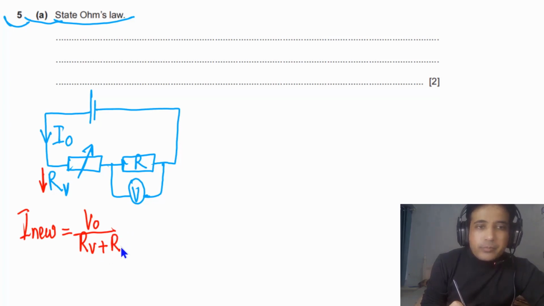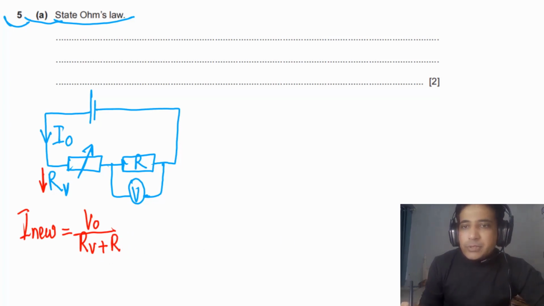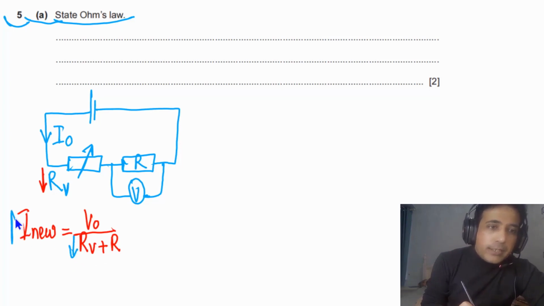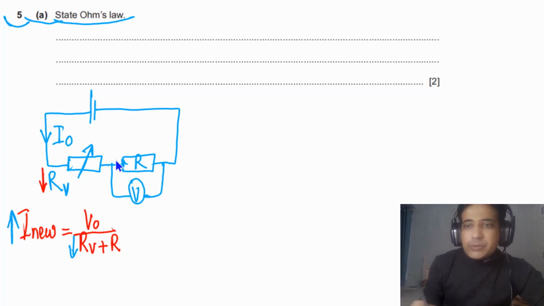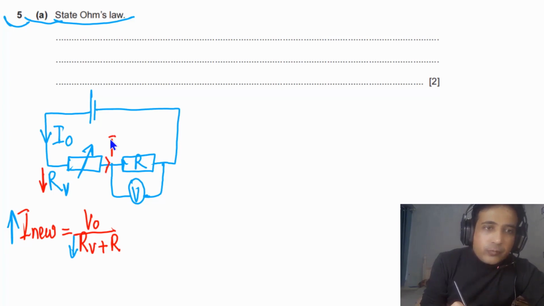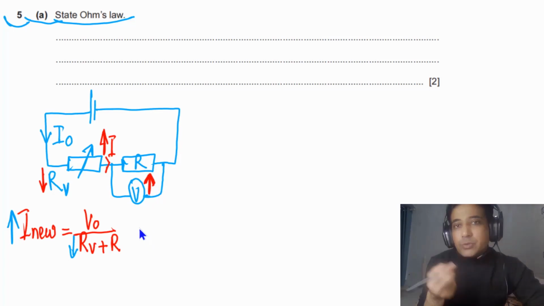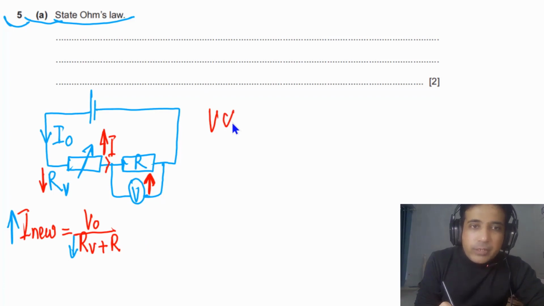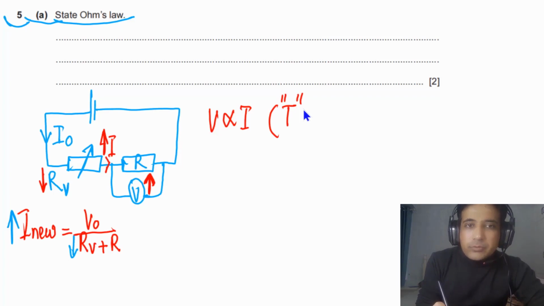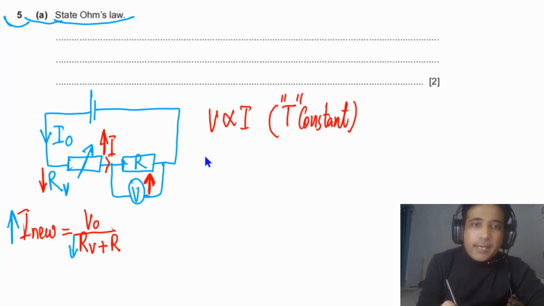If I increases, it means the current passing through this resistor will increase. If the current passing through this resistor increases, the V across this resistor, meaning the potential difference across this resistor, will also increase. And this is Ohm's law. Ohm's law simply tells us that V is directly proportional to I if T remains constant, if the temperature of the conductor remains constant. Or we can say V is equal to I times R. R is the resistance of the resistor, V is the PD across the resistor, and I is the current passing through the resistor. Now you can say passing through the conductor.